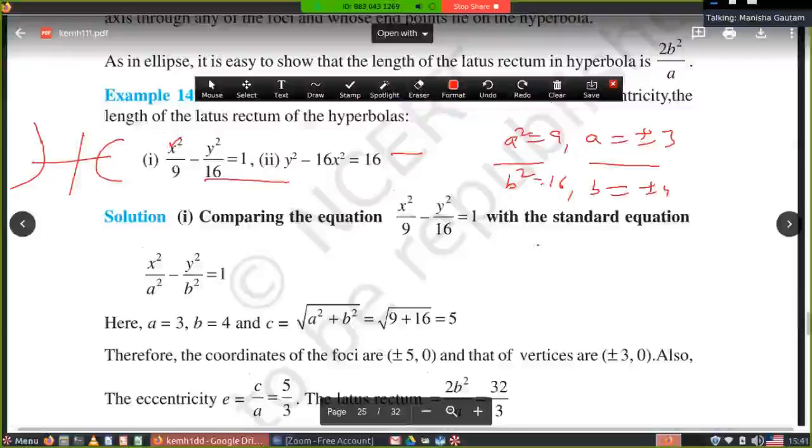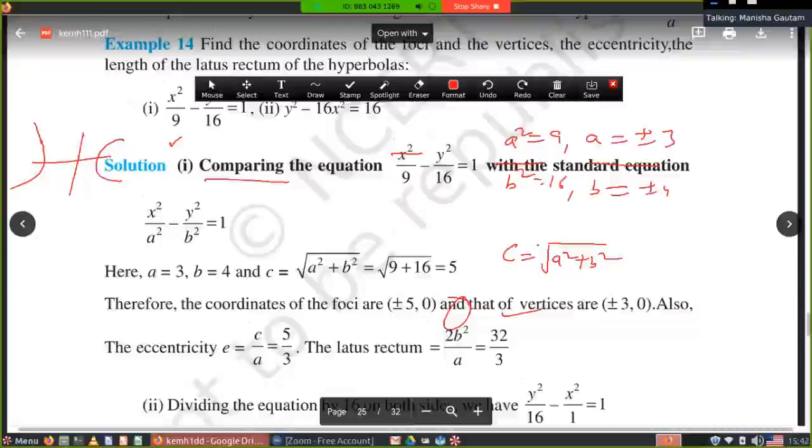But in the case of hyperbola, when you want to calculate the value of C, that is C is equal to a square plus b square. Now you can calculate, it is 5. If it is 5, then what is eccentricity? Eccentricity is always equal to C upon A. You know the value of C and A. Put the value of C and A, 5 upon 3.